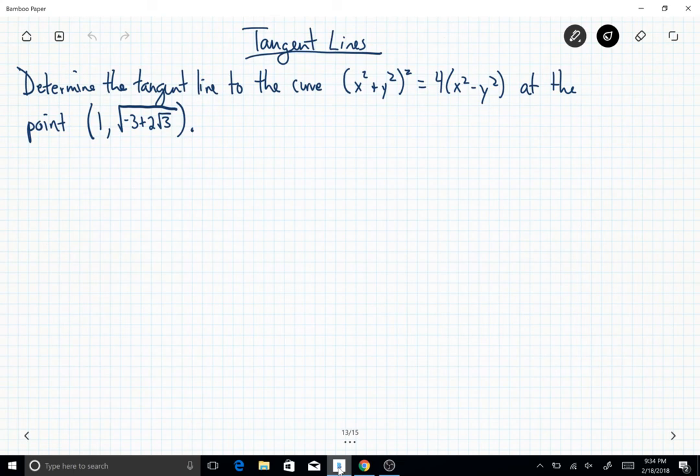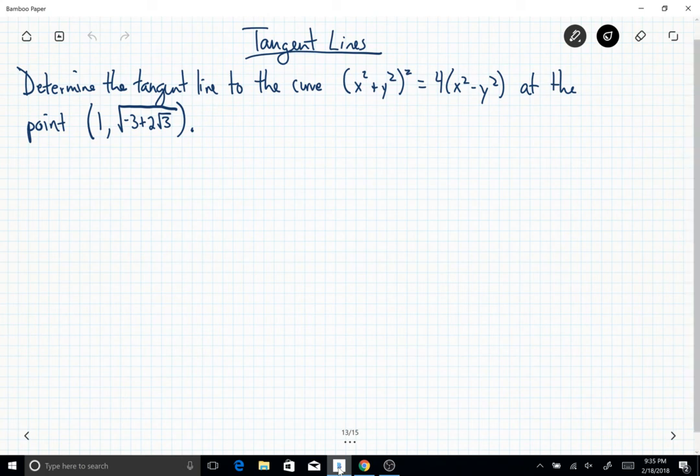So now, tangent line stuff. Determine the tangent line to the curve x squared plus y squared, that quantity squared, equals 4 times the quantity x squared minus y squared at the point 1, and then this nasty square root of negative 3 plus 2 root 3. Okay, so how are we going to handle this thing?